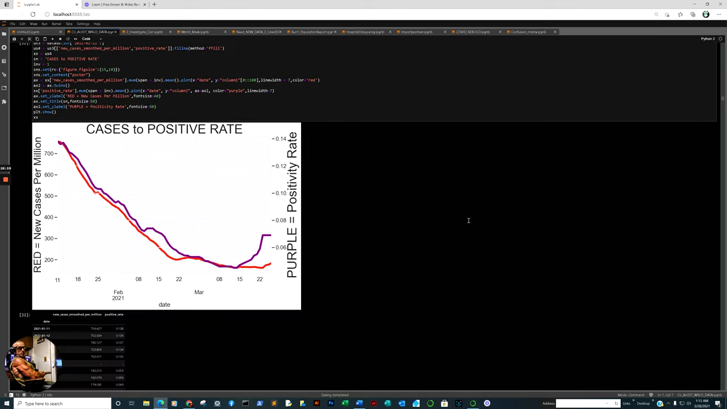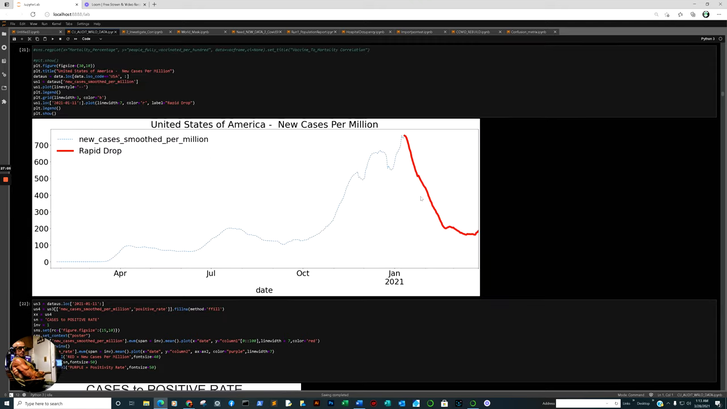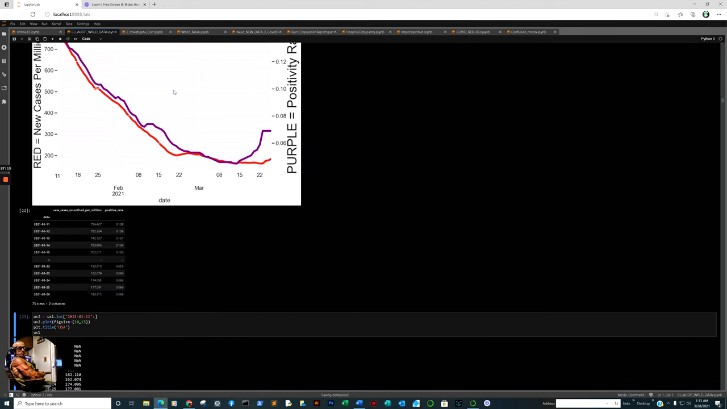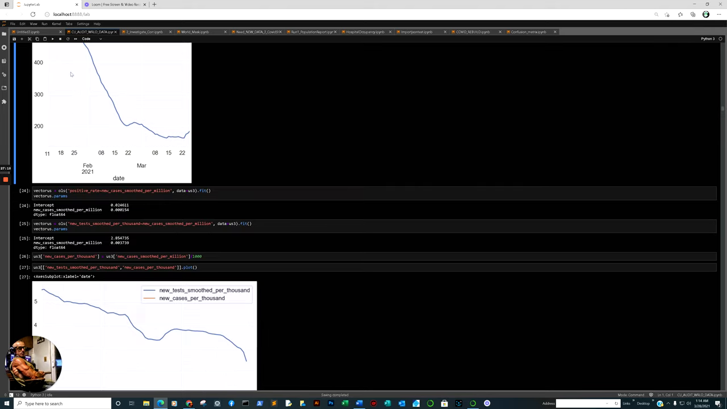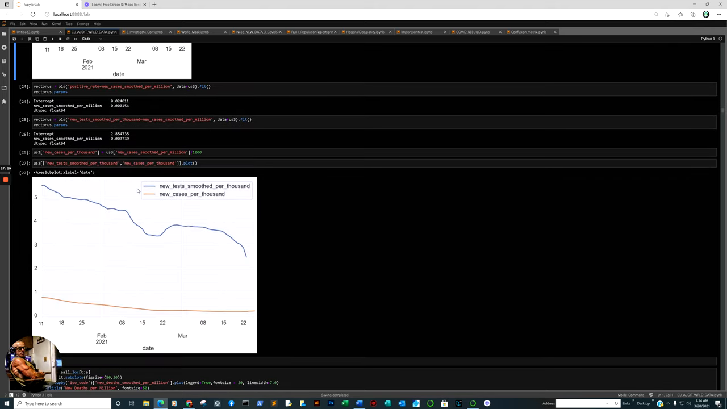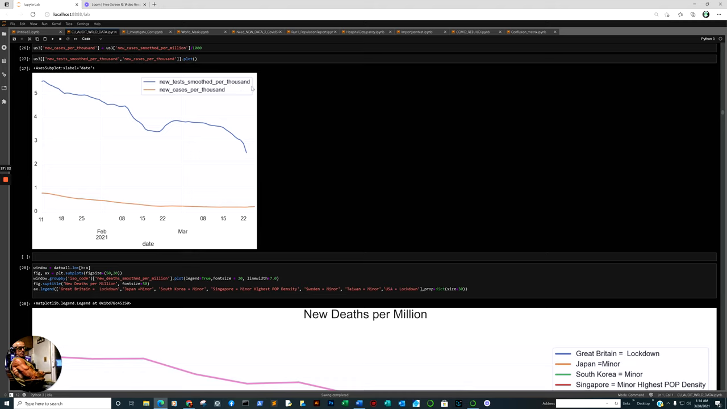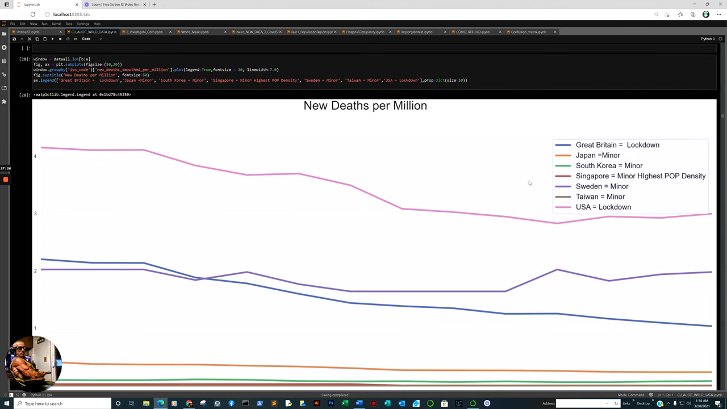But again, cases per million are not going to be as important to how much medical care has to be provided to those individuals, especially if these cases per million are false positives in reference to basically asymptomatic individuals, i.e. confusion matrix. And here we go. There's the drop, I think, after a shortened period of time since January. And there's the new tests smoothed per thousand, new cases, deaths per million.